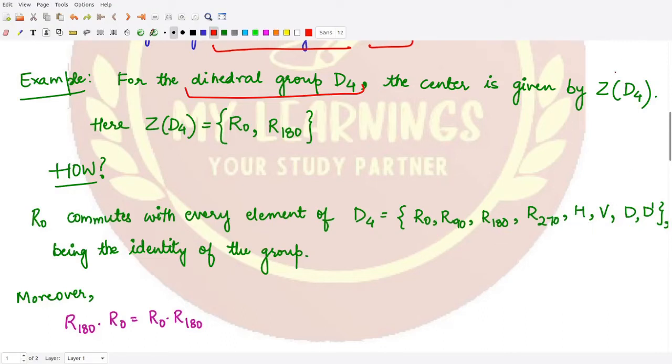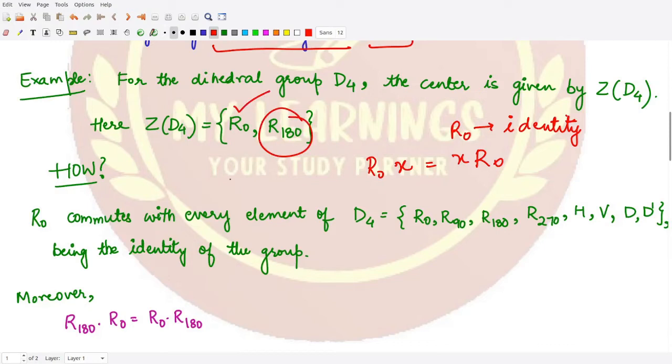We need to calculate the center of this group, that is, all those elements which commute with every element of this group. I have listed that R0 commutes with every element of the group and R180 commutes with every element of the group. Now you must be thinking how this is true. R0 would commute with every element because R0 is the identity of this group. Whenever you compose it with any other element of this group, it will definitely commute with that element.